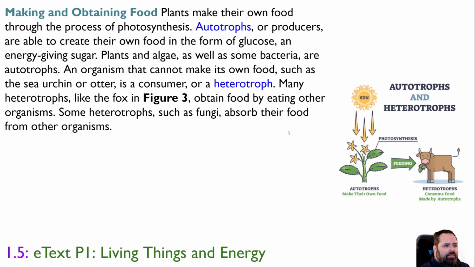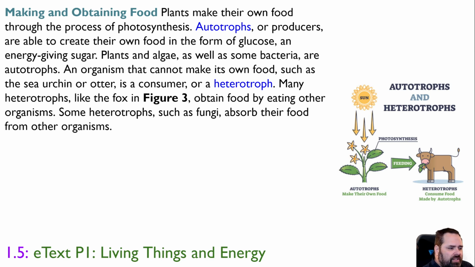Making and obtaining food. Plants make their own food through a process called photosynthesis. Autotrophs, or producers, are able to create their own food in the form of glucose, which is an energy-giving sugar. Plants and algae, as well as some bacteria, are known as autotrophs. An organism that cannot make its own food, such as a sea urchin, or an otter, or a cow, is known as a heterotroph. You and I are heterotrophs.